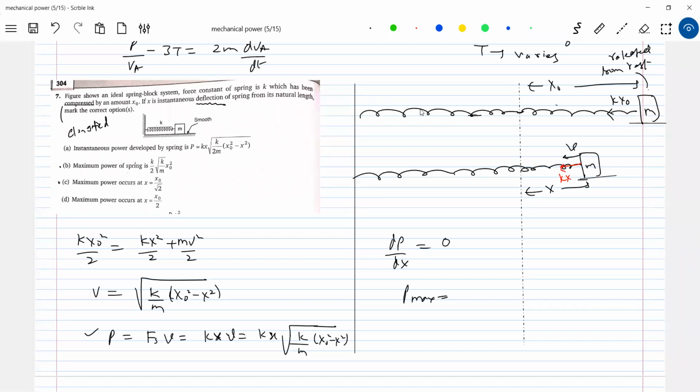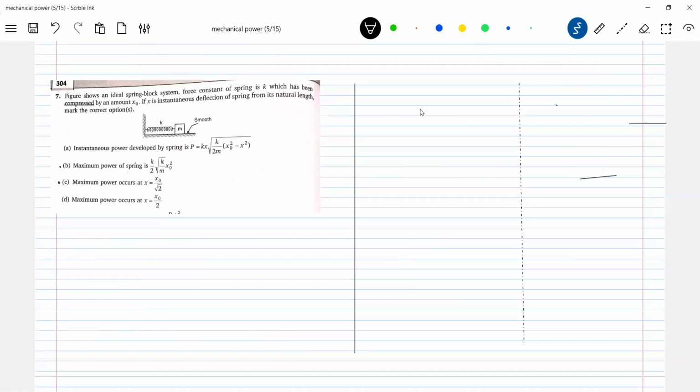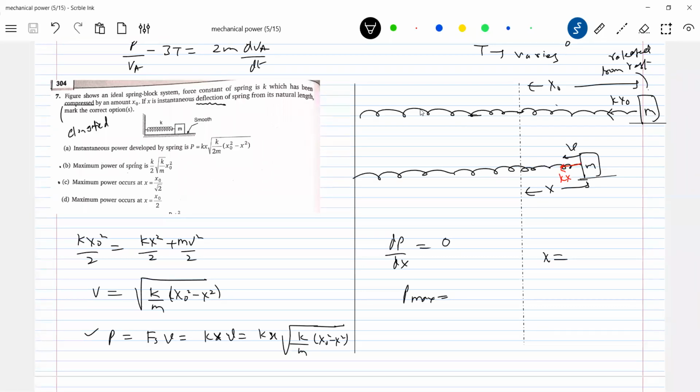Where will the power be maximum? At what position? Differentiate this and equate to 0. I got none of the above, sir. No, check the calculations once. At what position will the power of the spring be maximum? That position is asked in terms of x. In terms of x naught it should be there.